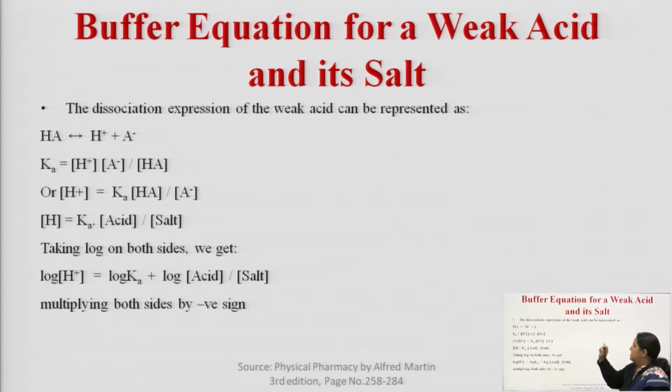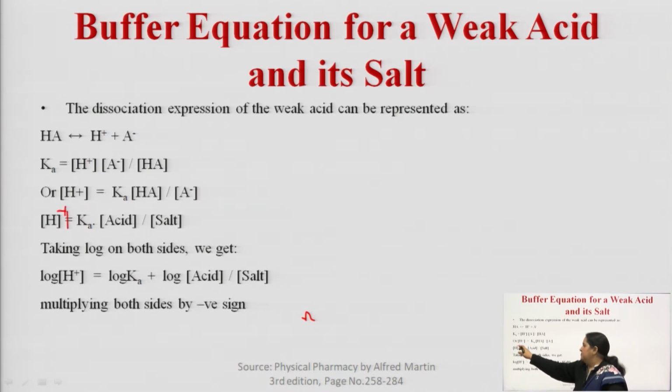So, the dissociation expression of the weak acid can be represented as HA, this is a weak acid, it will dissociate into hydronium ion and the A minus anion. So, Ka will be given as H plus into A minus, these are the concentrations of the products, divided by the concentration of the reactant, that is HA, or H plus is equal to Ka HA upon A minus, where H, and this should be plus here.